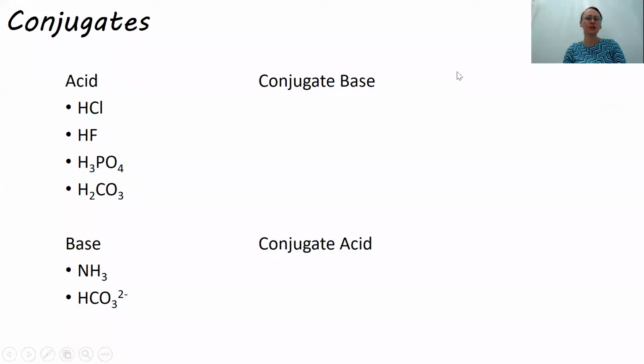Here's your introduction to conjugates. I have a list of acids here, and we are going to write the conjugate base. Well, if you have an acid, it's going to behave as an acid and lose a proton. All right, so its conjugate base, not what it loses the proton to, but what it becomes once it loses the proton. If HCl loses its proton, it will become Cl minus.